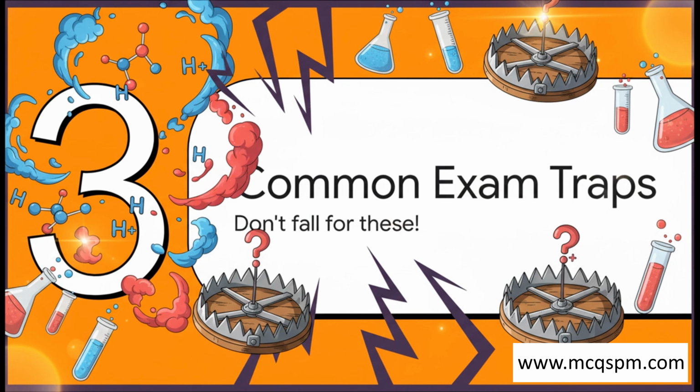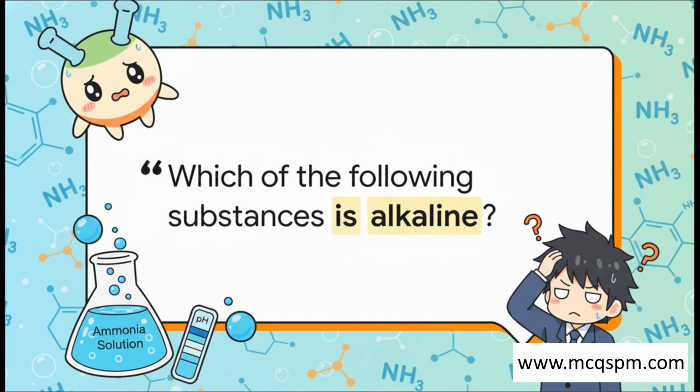Okay, now that we've got the foundation totally locked in, let's look at the fun part, where students often lose marks. We're talking about those classic exam traps that look so simple but are designed to catch you out. Take a look at this. It's a classic exam question. The answer, by the way, is ammonia. Now, a ton of students get this wrong. But why? What on earth makes ammonia so tricky?